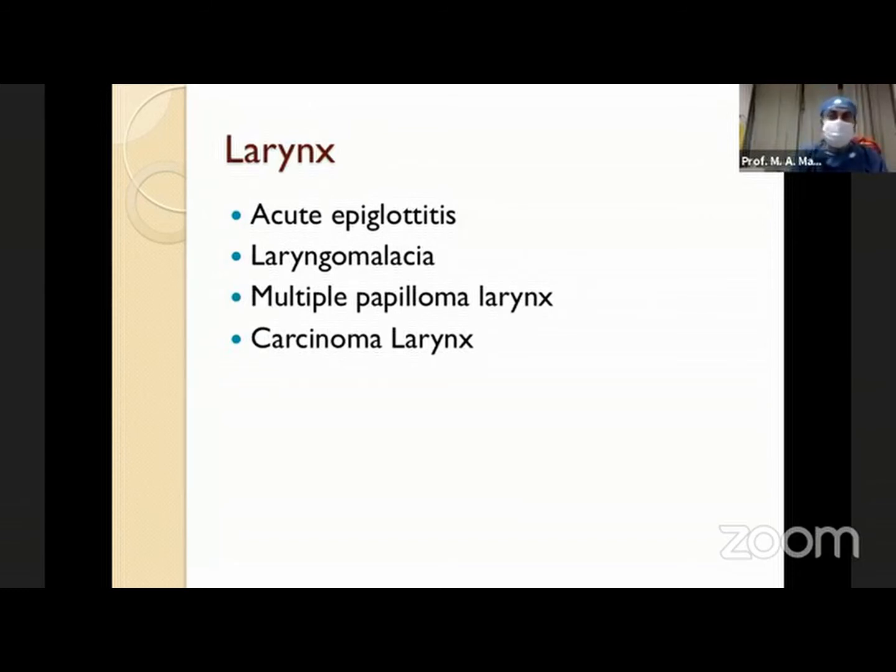In this case, the treatment has two options. Either I can go for radiotherapy, or I can go for transoral laser surgery, that means endolaryngeal surgery. We can excise the growth with a surgical margin, usually 5 millimeters. This is called transoral laser surgery. Equally, they're effective. Another scenario: suppose a 55-year-old male patient presents with persistent hoarseness of voice.